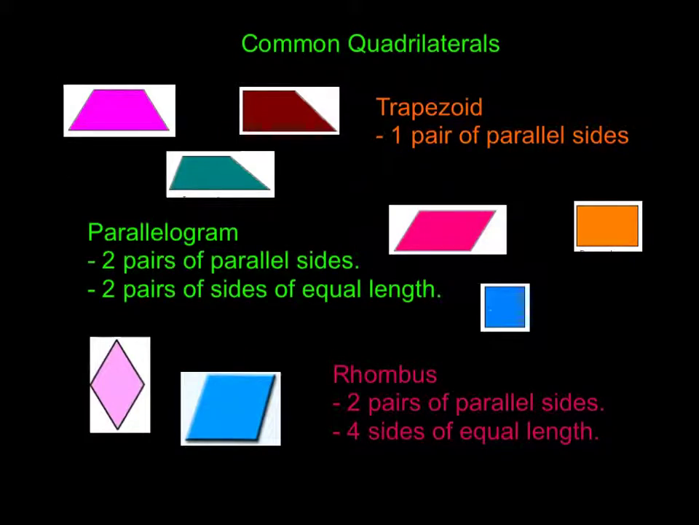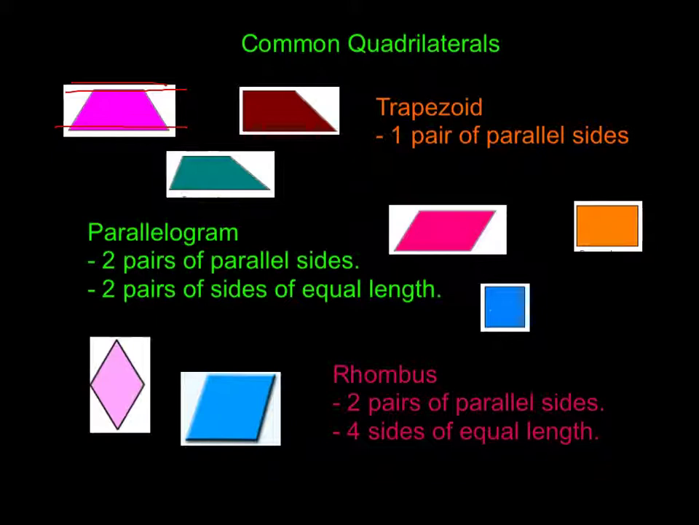Some of our common quadrilaterals are the trapezoid, which has 1 pair of parallel sides. So as you see here, we have 3 different types of trapezoids. And I'm going to show you the parallel sides. If you notice, this first one here has a parallel side, and right there would be parallel to each other.